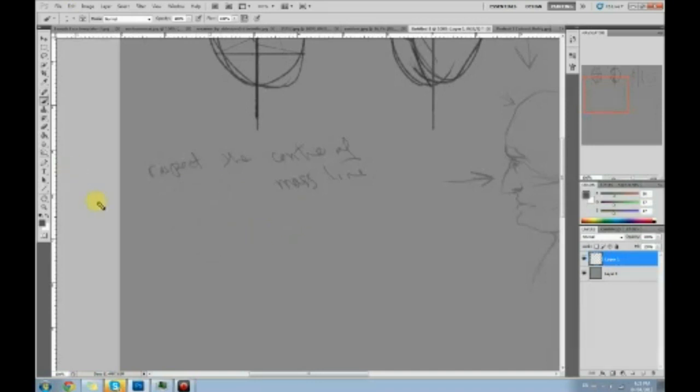Second thing is, you're not only painting the face in side view, but you're painting the features in side view as well. Face in side view, but the features as well.